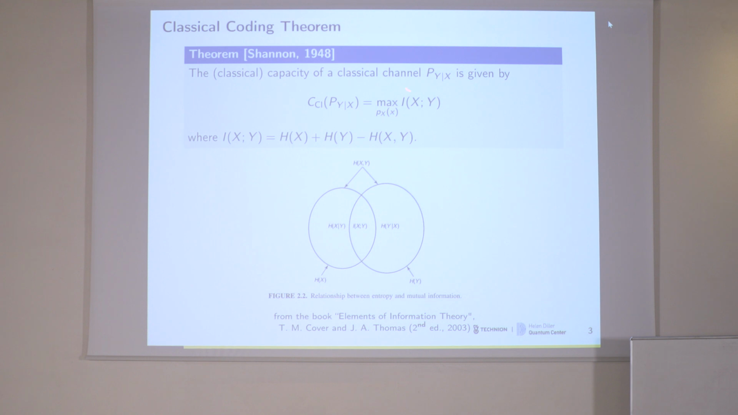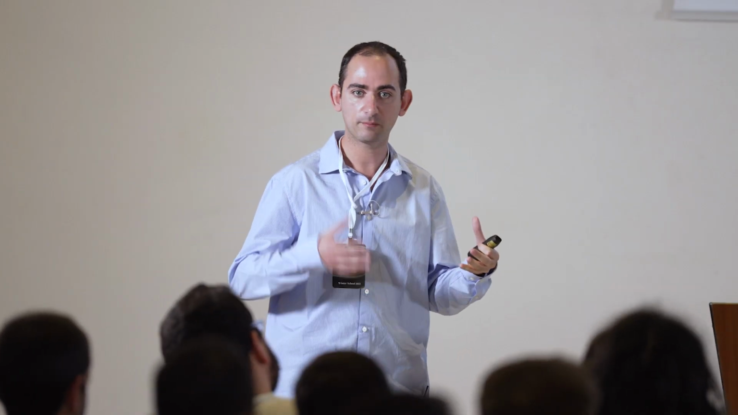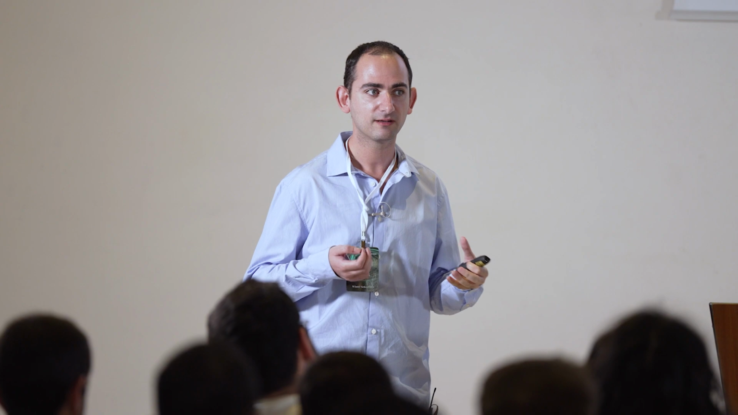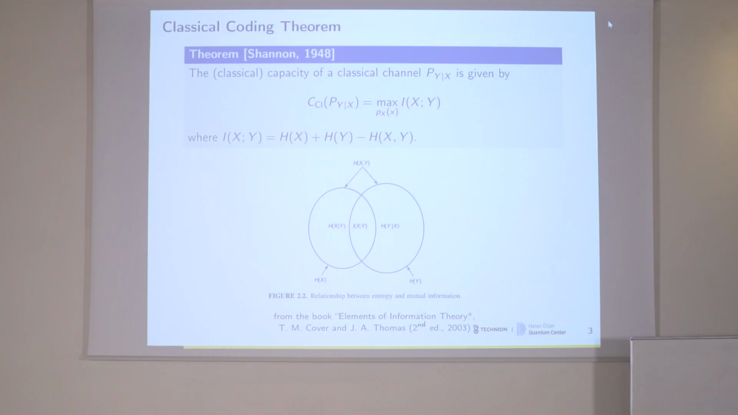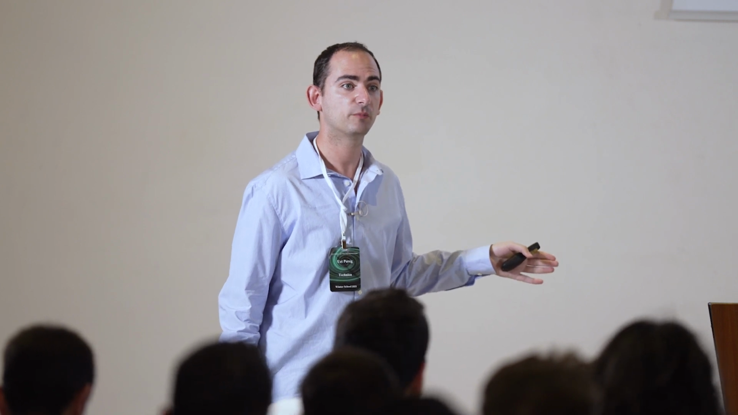So we have a fixed channel. We have this conditional probability distribution. And we look at some input distribution, P of x. When we multiply P of x times P of y given x, what do we get? The joint distribution of x and y, right? So then we need to calculate the mutual information with respect to this joint distribution. And we maximize over all the possible input distributions.